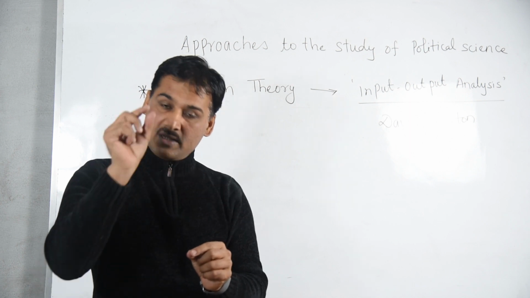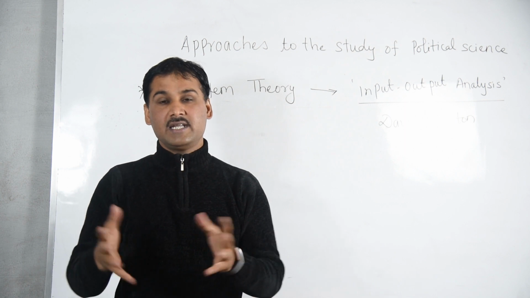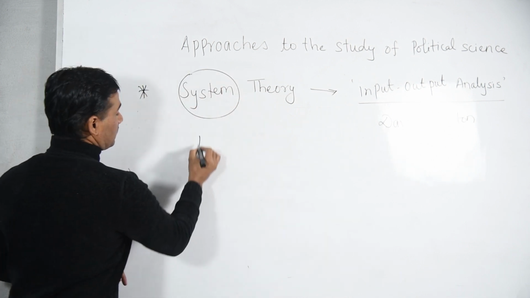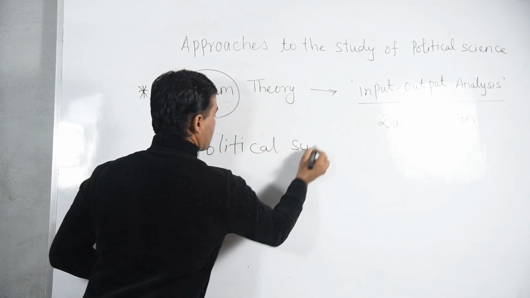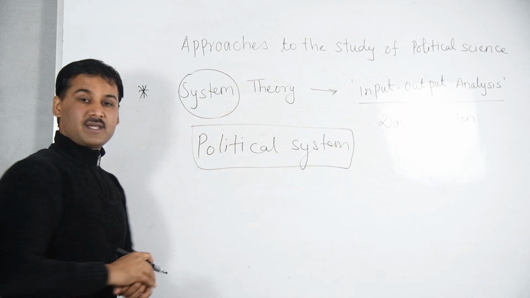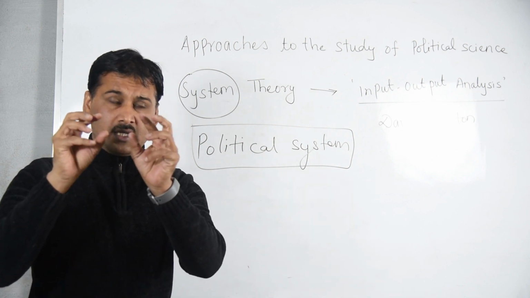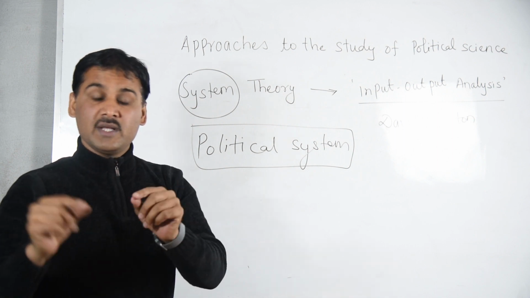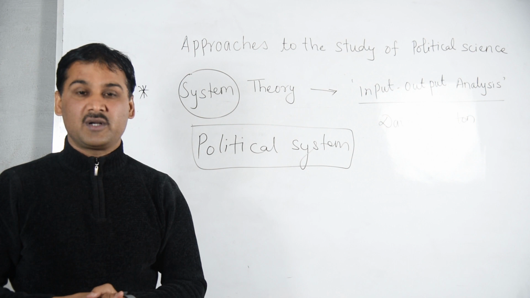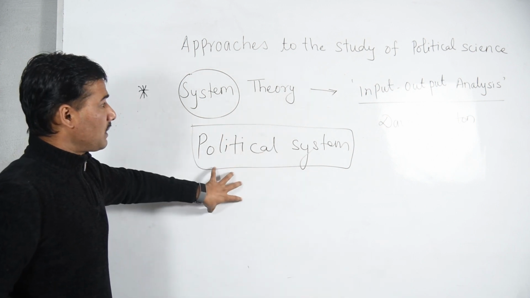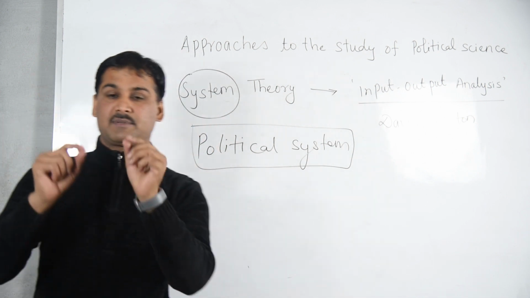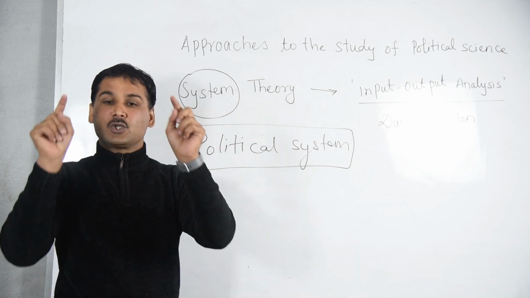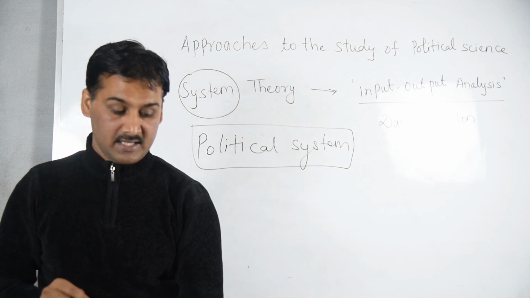David Easton presented input-output analysis in his article, The Analysis of the Political System. The system here means the political system. How the political system works is something remarkable for us to deal with. In 1957, he wrote The Analysis of Political Systems, in which he illustrated input-output analysis, published in World Politics. In order to define his analysis, he presented two sets of inputs, one set of output, and the feedback mechanism to the input side. This is the basic notion of David Easton's systems theory that we discuss here.